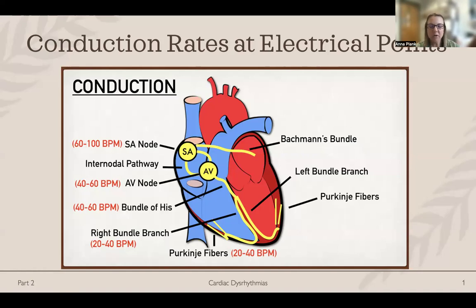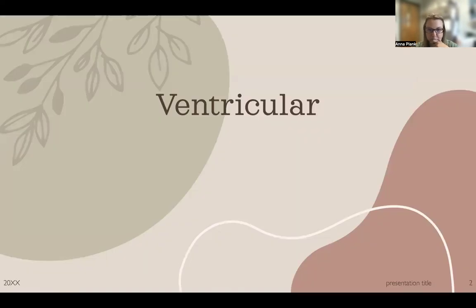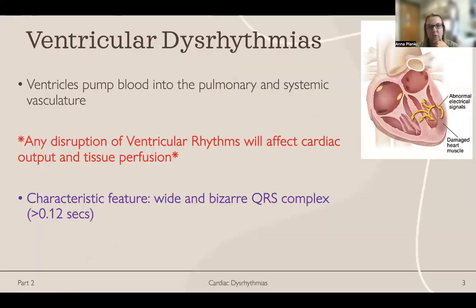This is a picture that we talked about that has the default beats per minute for the AV node, the SA node, and some of the other conduction pathways. We're going to talk about the ventricular rhythms.